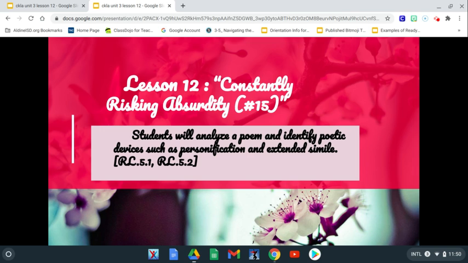So, Lesson 12, the poem that we're going to read today is called Constantly Risking Obscurity, number 15. This poem is going to teach us so much. Our objective today is to analyze, which means examine, the poem and identify poetic devices such as personification, which you might have heard of before, and also extended simile. We've heard a simile, but now we're going to learn about an extended simile. This poem consists of personification and an extended simile.